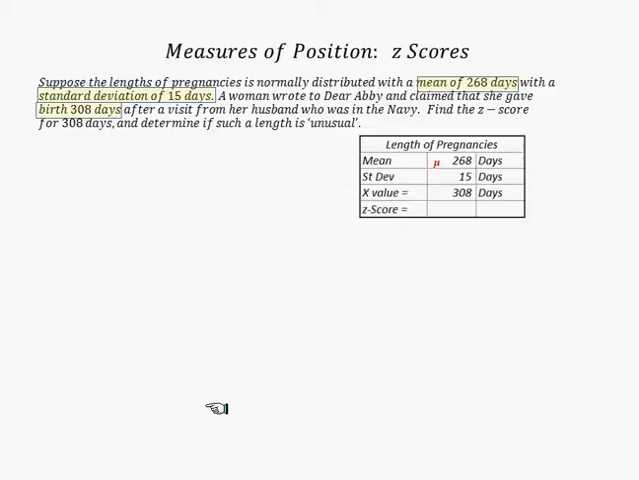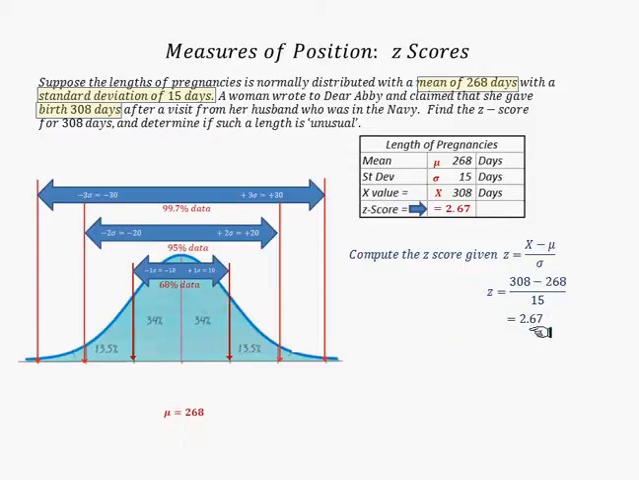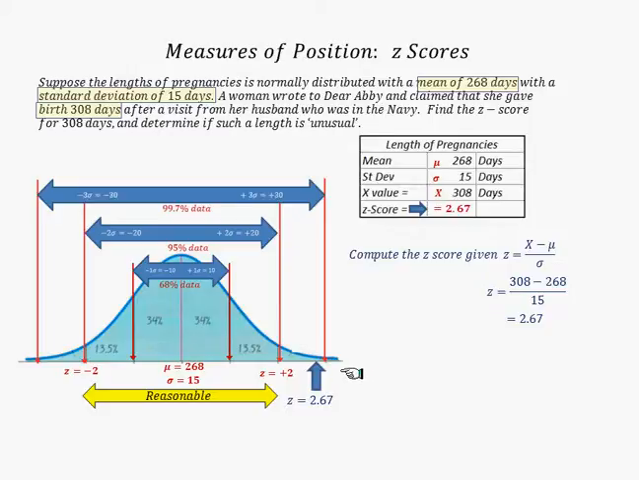Length of pregnancy is normally distributed, mean of 268, standard deviation 15 days, and this woman comes in and finds that the length of pregnancy is 308 days. We're saying what is the z-score? Z-score, x minus mu over sigma, 308 minus 268 over 15, 2.67. And looking at the table here, 2.67, way in the right tail here. As you can see here, this is very, very small. We'll be able to find this from the table of normal probabilities. This is said to be highly unusual or quite unreasonable under the circumstances.